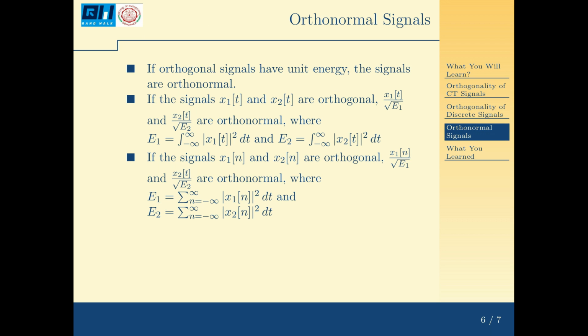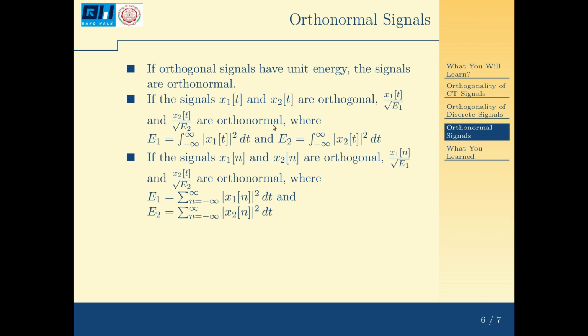Now we come to orthonormal signals. If orthogonal signals have unit energy, the signals are orthonormal. They are just like the unit vectors ax, ay, and az, which have unit length. Just like that, if orthogonal signals have unit energy, the signals are orthonormal.